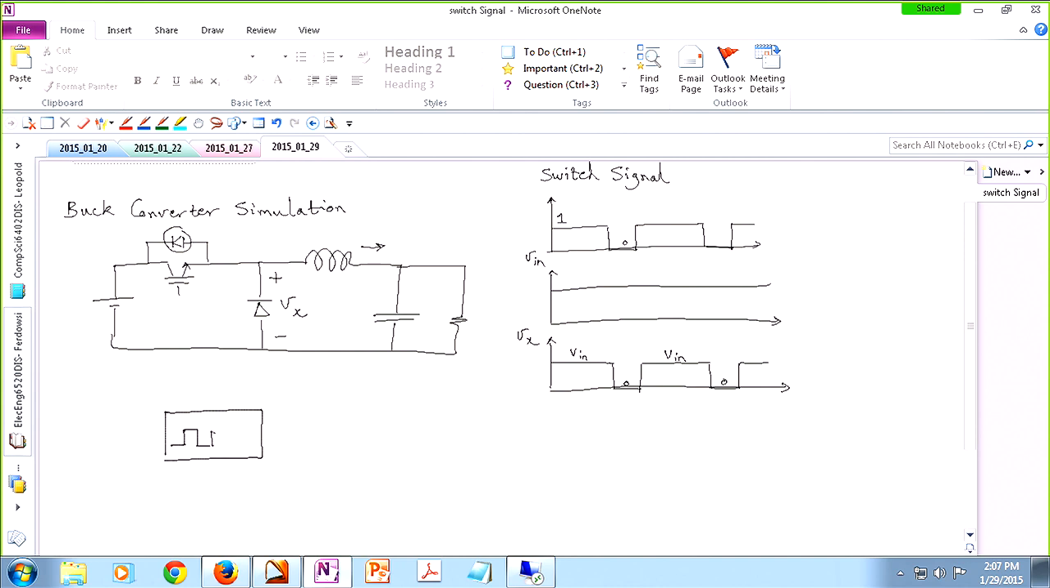a source as my gate signal, basically. Let's call it gate signal or switch signal or something like that. And then I can use a constant value of Vn as my constant input source, and I just multiply them by each other. All right, so this would be Vx.